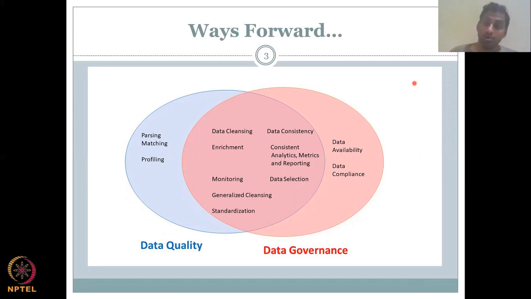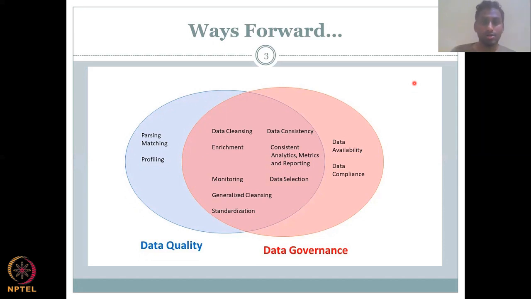In data quality, parsing, matching, and profiling are done to get better quality of data. Parsing is conversion from one form to the other, and matching is of data from primary and secondary sources, and then profiling. You do have some overlaps, some methods where data quality can be enhanced. On the data governance side, data availability is big. You can have open source data, and then some compliances of data, how to use the data, who can store the data; those rules and regulations can be kept.